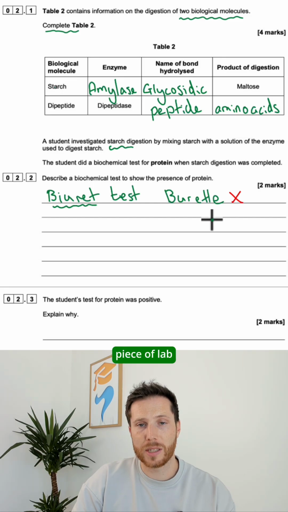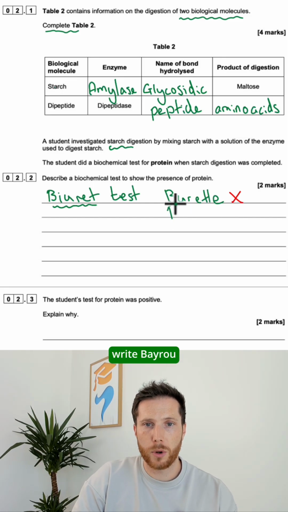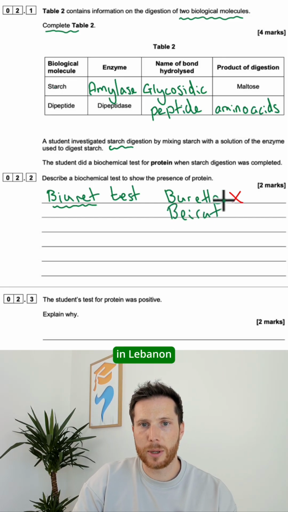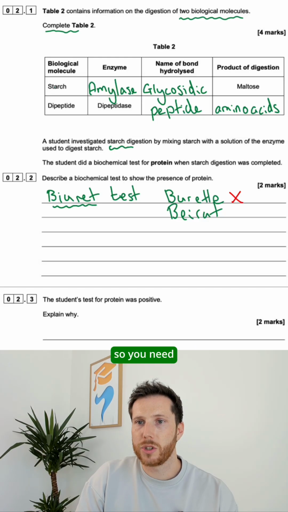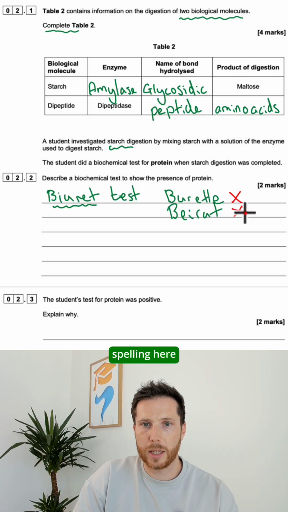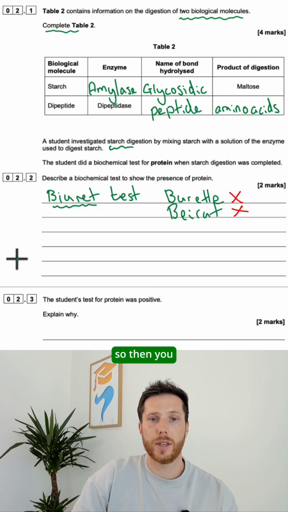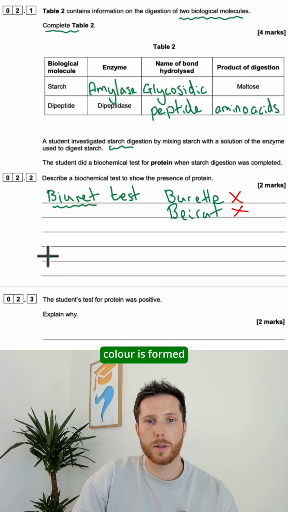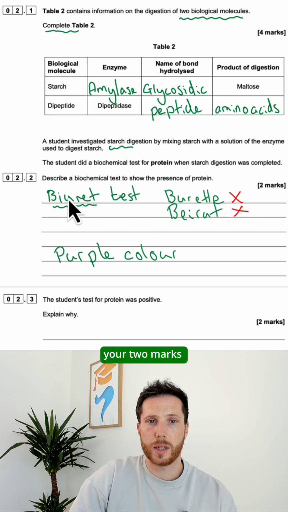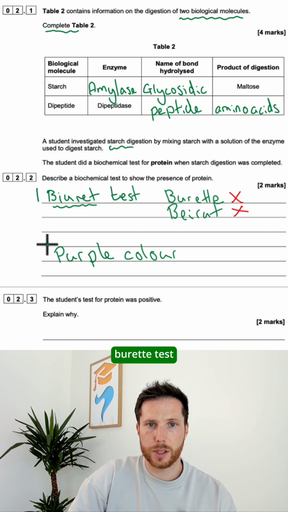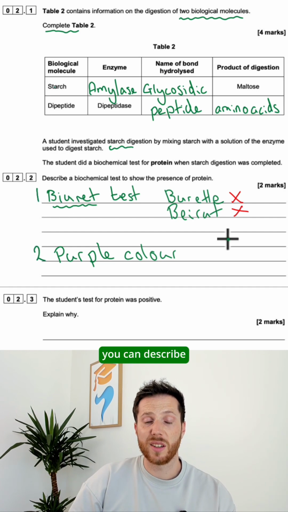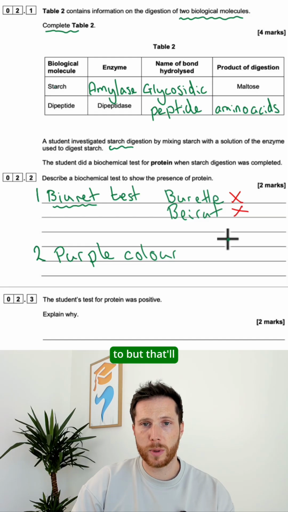This is a burette, which is a piece of lab equipment. If you write Beirut, that's a city in Lebanon, so that's obviously not going to get you the mark either. So you need to be careful with your spelling here if you want to get both marks. And then your second mark would be for saying what happens in the test. So then you would write that a purple colour is formed. Okay, so there's your 2 marks for that. 1 for saying Biuret test, 2 for saying the colour which is formed. You can describe the test in a bit more detail if you want to, but that'll get you both marks.